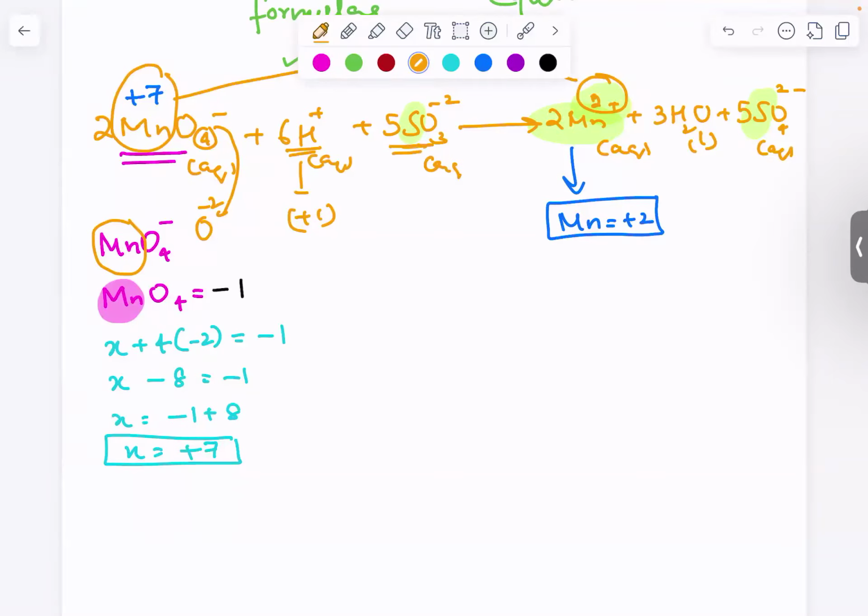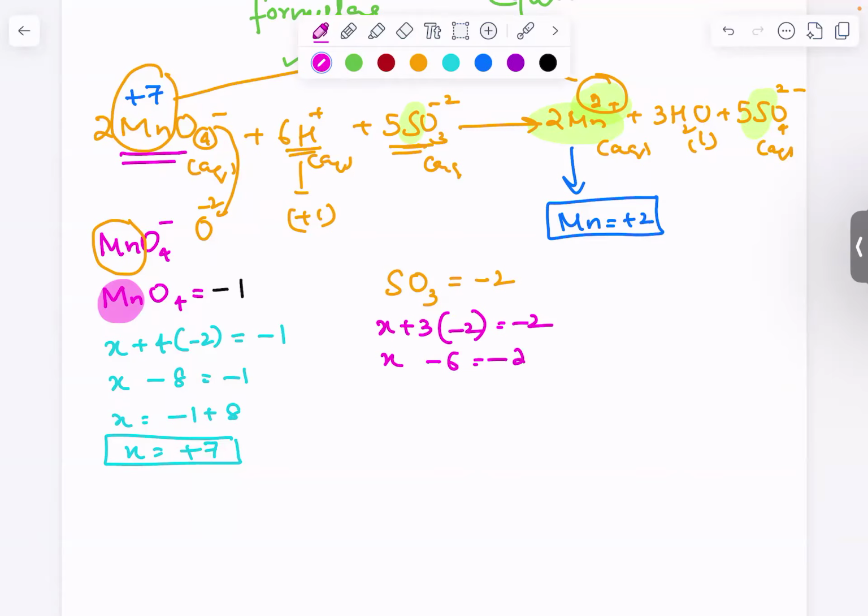Okay, now SO3. What is the overall charge on SO3? -2. So here it is: X plus 3 times O is -2. You know that.